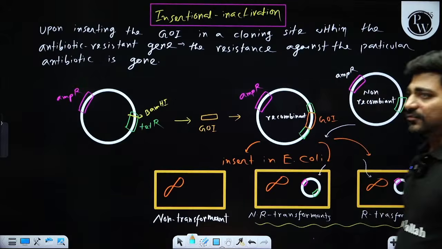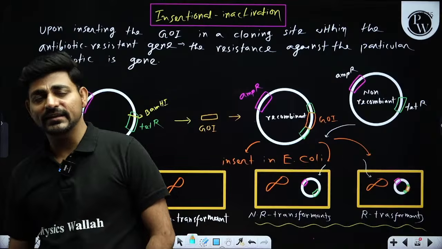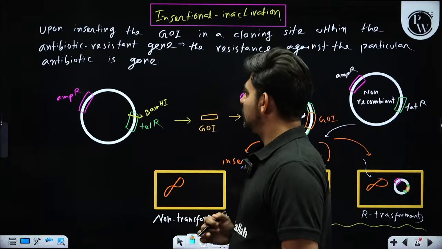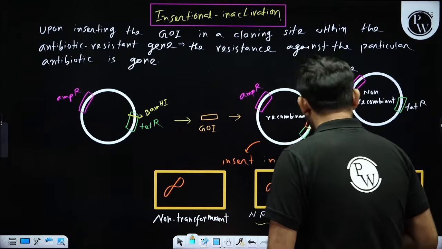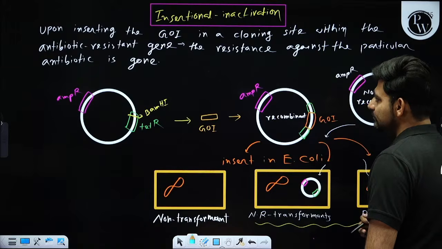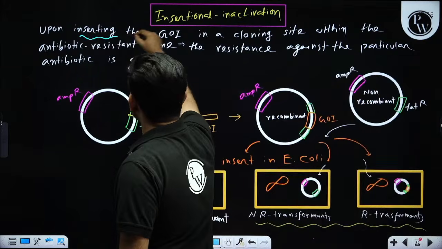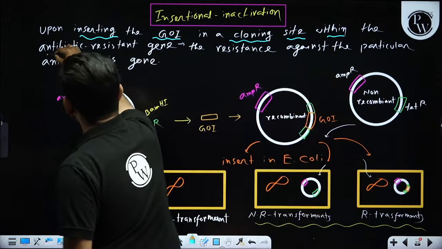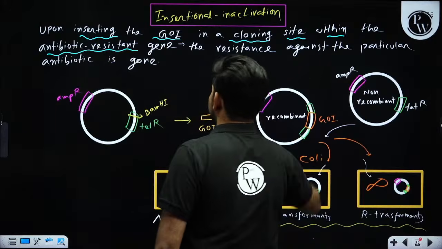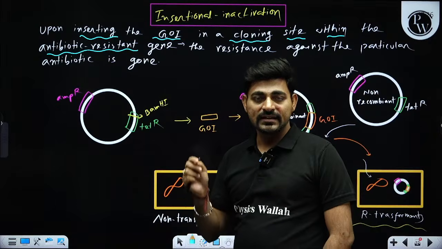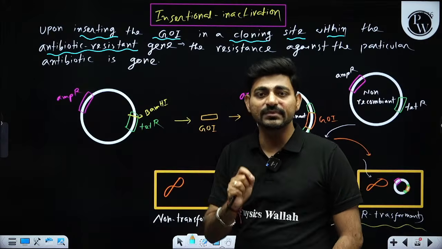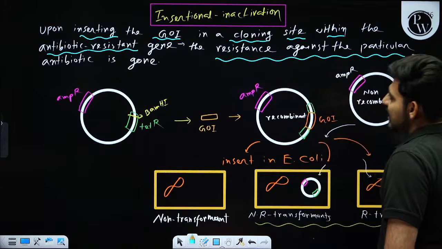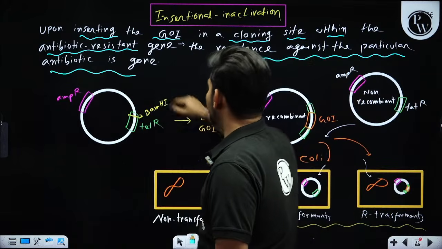Now we'll talk about one important thing that is called insertional inactivation. Okay. So what is insertional inactivation? Upon inserting the gene of interest in a cloning site within the antibiotic resistant gene. So if the cloning site is present within the selectable marker gene, then what will happen? The resistance against that particular antibiotic will be gone.